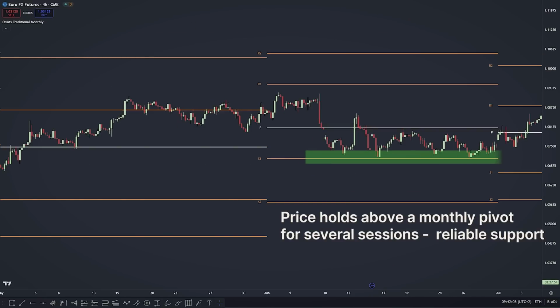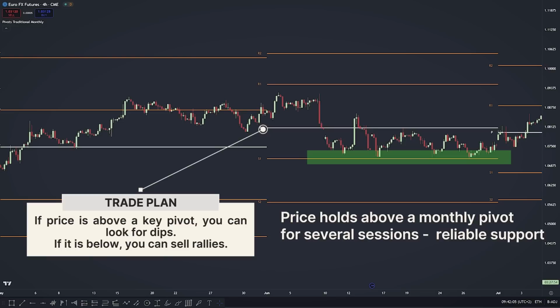If you see price hold above the monthly pivot for several sessions, that pivot might be reliable support. If price stays below, that pivot may act as resistance. This can help you plan trades. If price is above the pivot, you can look for dips. If it is below, you can sell rallies.